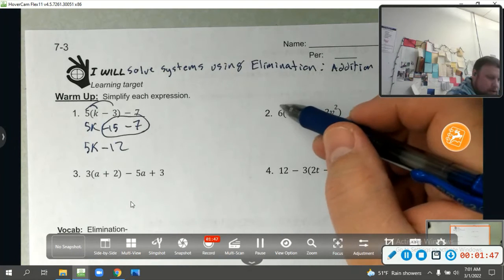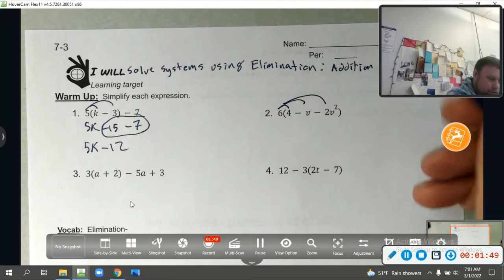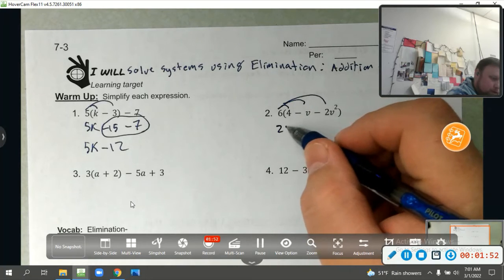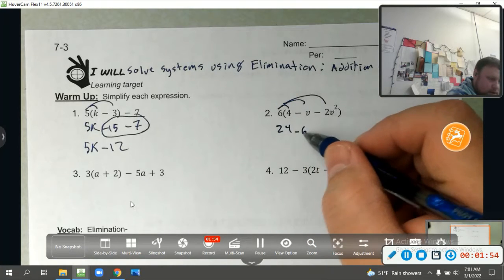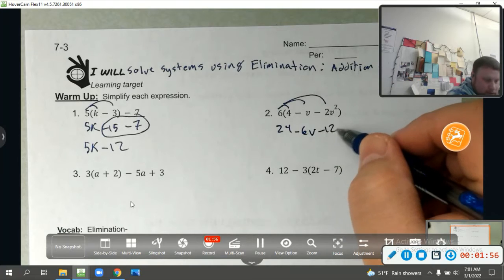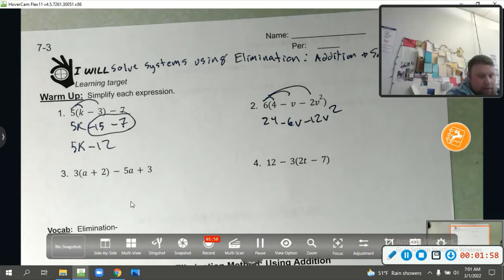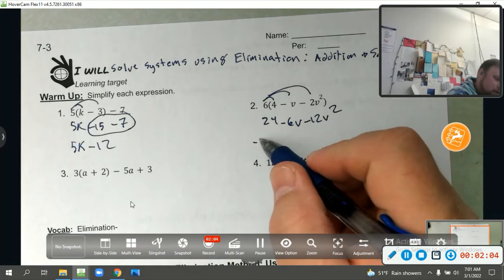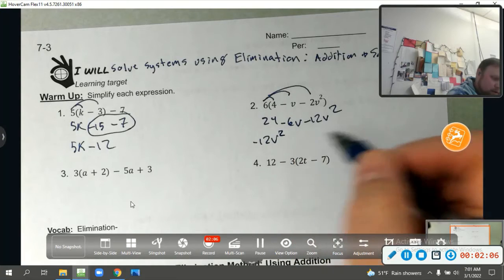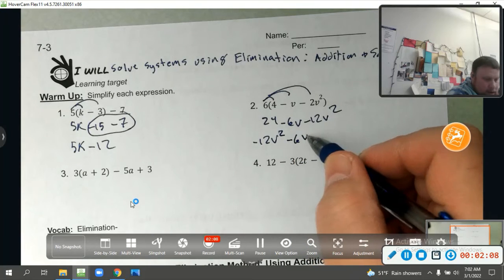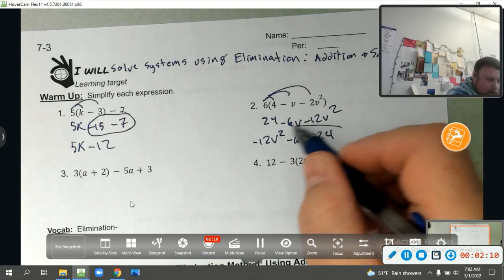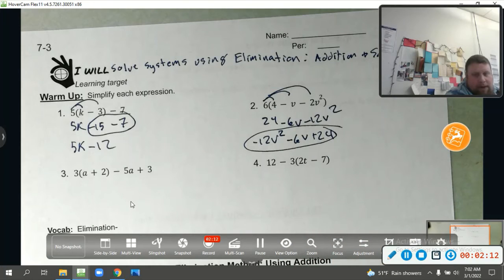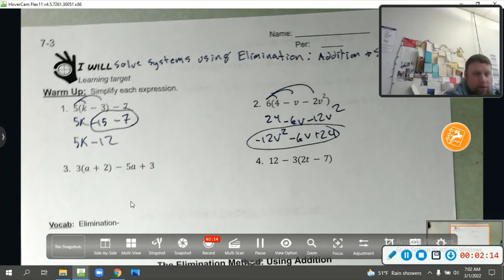Same thing here. I'm just going to distribute. 24 minus 6v minus 12v squared. Now, there's an argument to be made that this probably needs to be put in descending order. So I'm going to do minus 12v squared minus 6v plus 24. However, I would accept either form. I'm just saying eventually we'll want to do that.